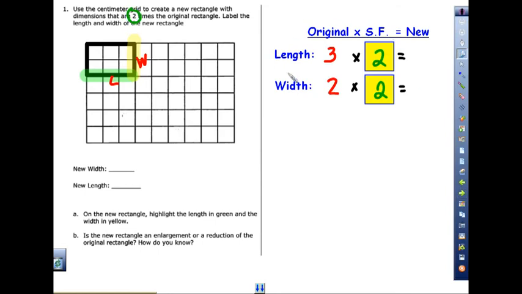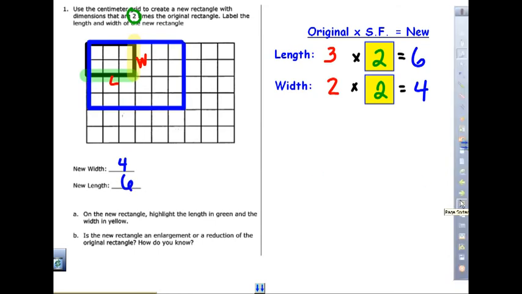So here, and I want you guys to write this on your paper. All right, my original length of 3 gets 2 times bigger, and my original width of 2 gets 2 times bigger. So when you do that, your new width is 4 and your new length is 6. Okay? Now let's draw our new rectangle. There's my new rectangle. They want you to label the length and the width of the new rectangle. Here is my length, here is my width.